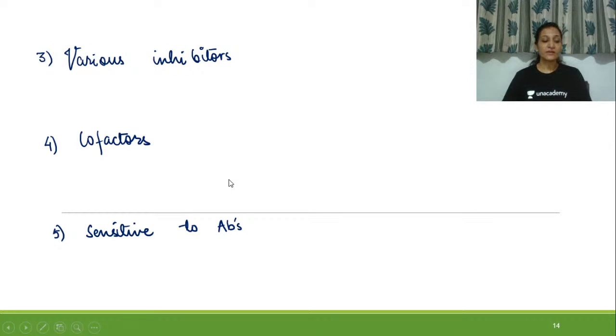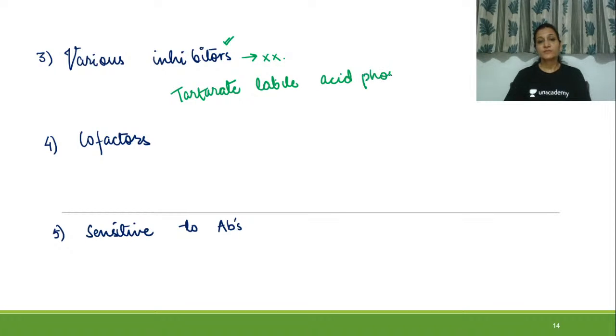Now coming to the third characteristic: there are various inhibitors of the isoenzymes. Some of the inhibitors completely stop the reaction. One classical example is tartrate labile acid phosphatase. The inhibitor in this case is tartrate, and when tartrate reacts with acid phosphatase, it will just inhibit the reaction, right?